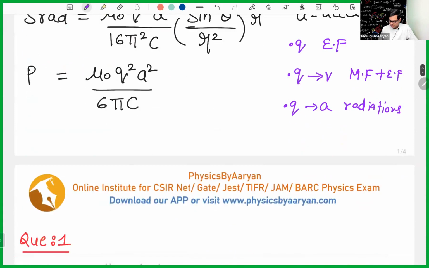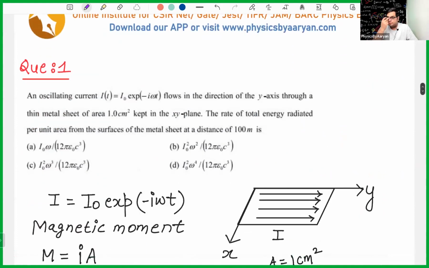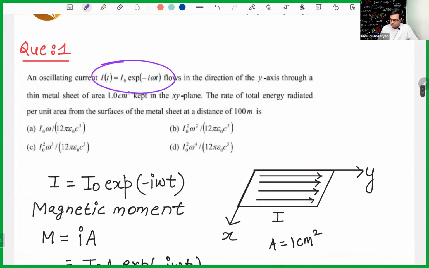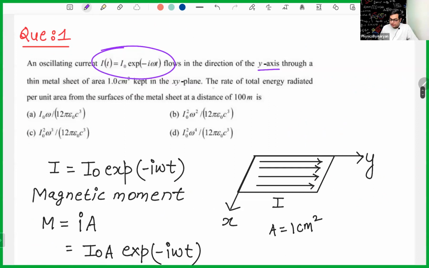Okay. So now let's do some of the problems. These are basically CSIR-NET PYQs. So an oscillating current is given. A current is oscillating and it is flowing along the y-axis, and it is passing through the thin metal sheet of area. This area is given. What is the total rate of total energy radiated per unit area?